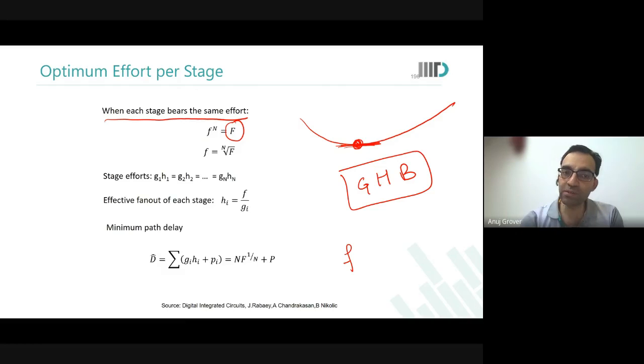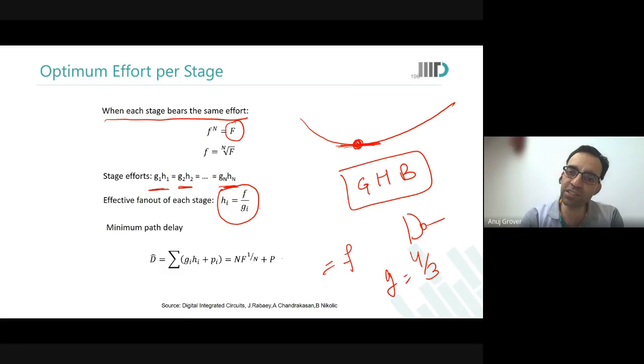So what does this mean? This means that all the stages will have equal effort. And what this also means is that I can find the fan out of each stage. Because if I know that it's a NAND gate, I know that its logical effort G is 4/3. If I know that S for every stage is 20, let us say, okay? If S for every stage is 20, then I know that H is going to be 15.